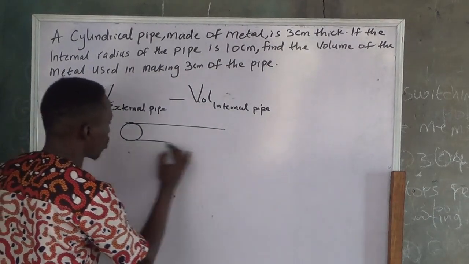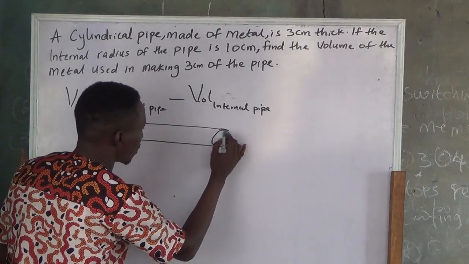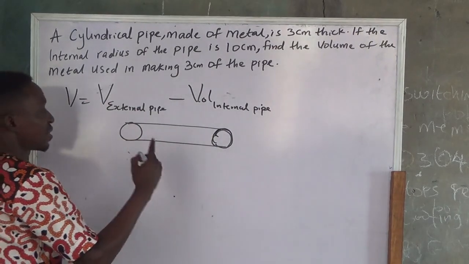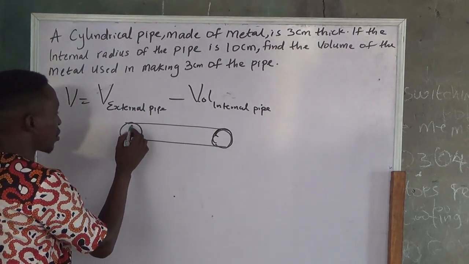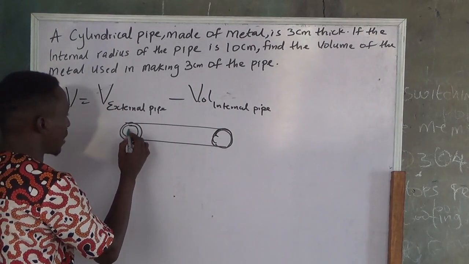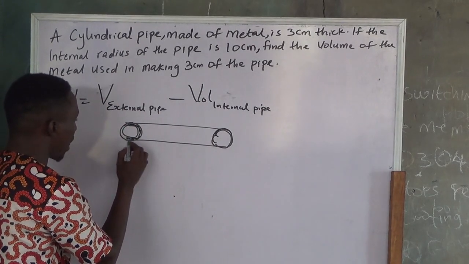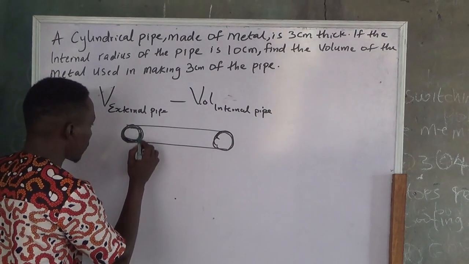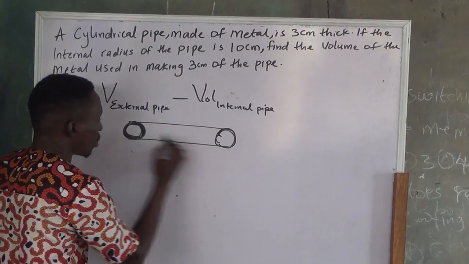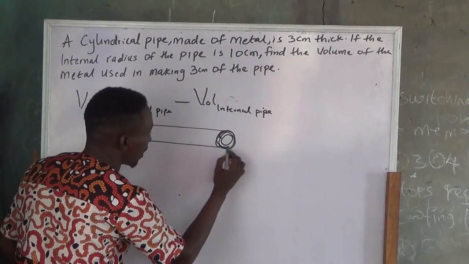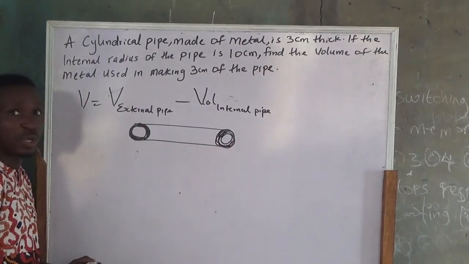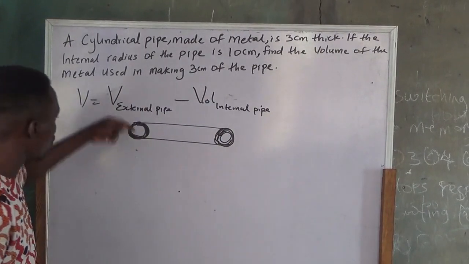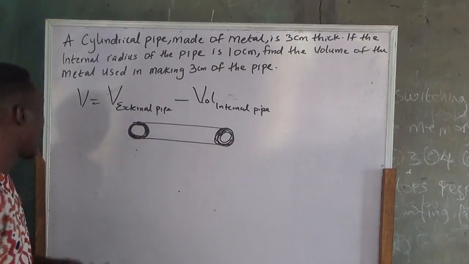Let's assume that it looks like this. But then they said it has a thickness of 3 centimeters. If it is 3 centimeters thick, that means that it has to look like this, because this area will be the area of thickness. So let's say you have something like that on both ends. So you understand what I'm trying to do here. I'm just trying to let you know what you have. It is 3 centimeters thick. So it means that you have an external volume and you also have an internal volume.